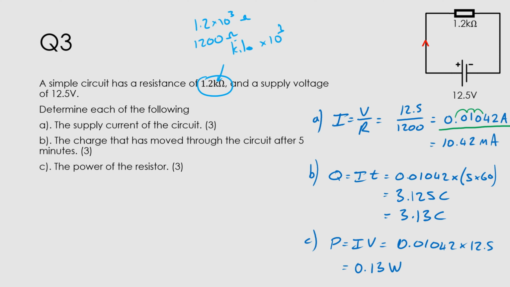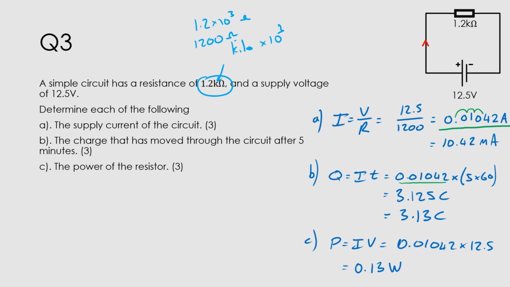10.42 times 10 to the minus 3 amps. Part B, Q equals IT, my charge. So again, we use that current. The reason I wrote it like this is because I was representing the fact that I kept it as what was in the calculator, and I used that number to be more accurate when I did the next stage of the calculation. So that then gave me 3.125.